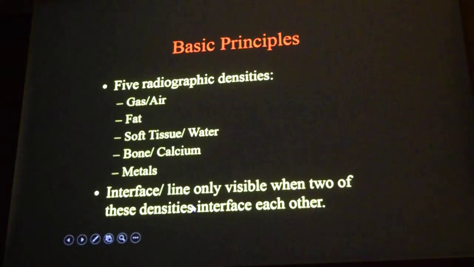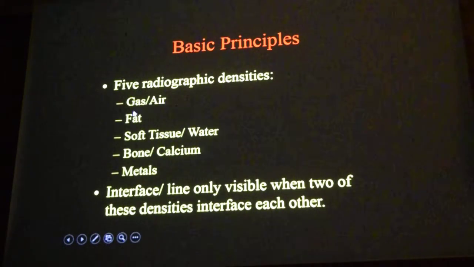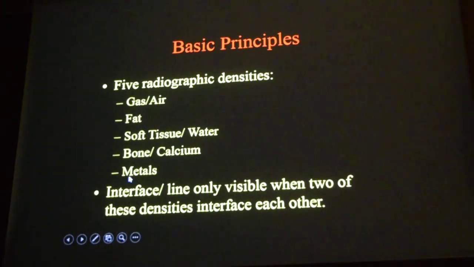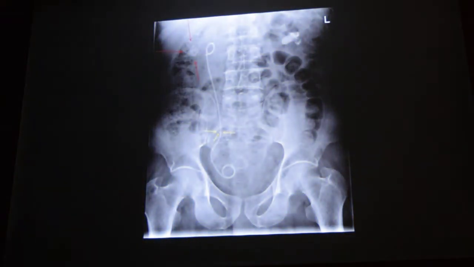Okay, so on abdominal X-ray, we have these 5 things. That is the air, the fat, the soft tissues, the bone, and the metals. So these are all different densities. They all give different shades of gray on a chest X-ray or an abdominal X-ray. So what we are doing is, we are trying to separate or to identify 2 separate densities. What I'm trying to convey to you is this is the abdominal X-ray.